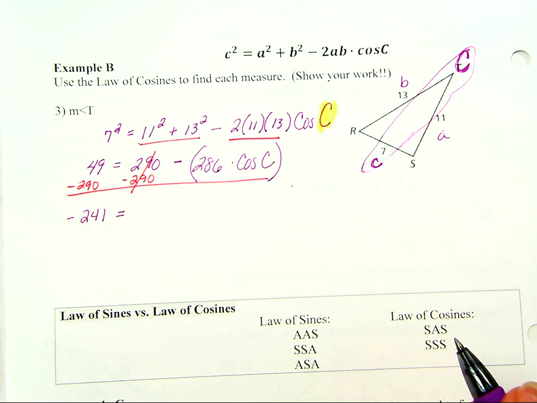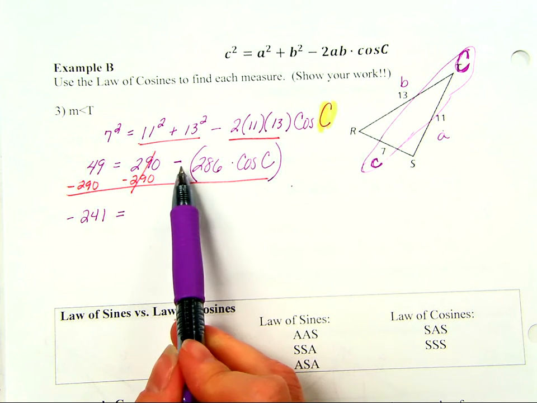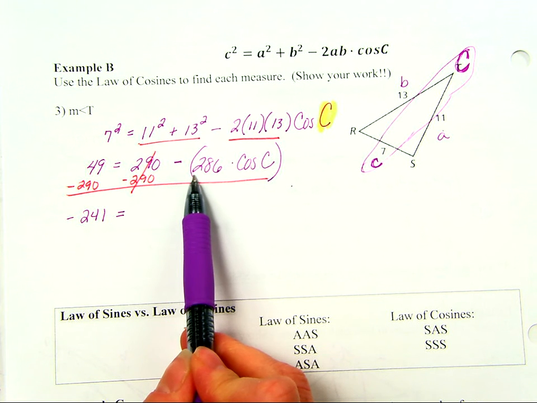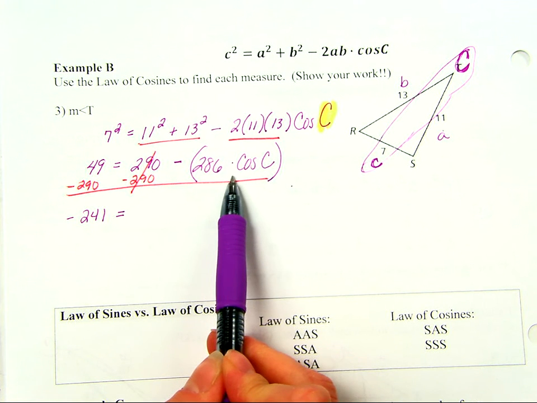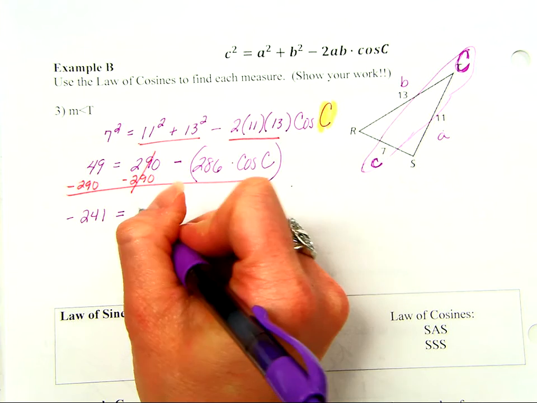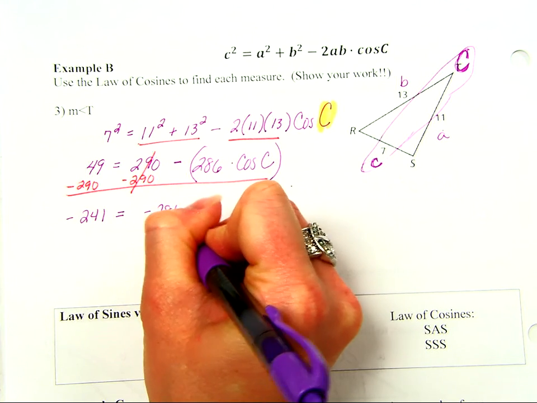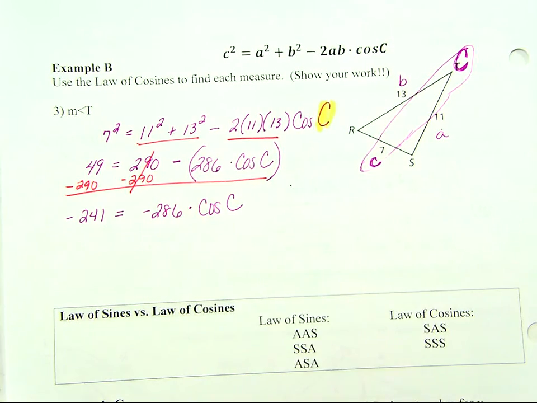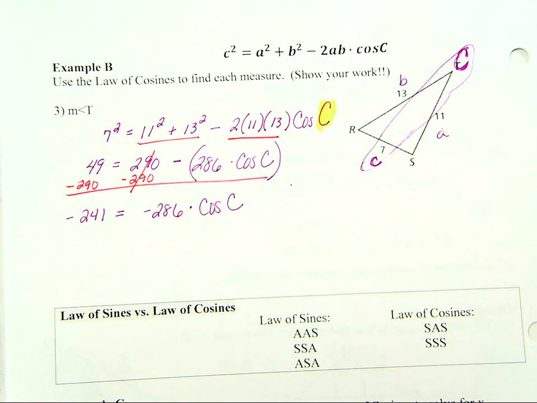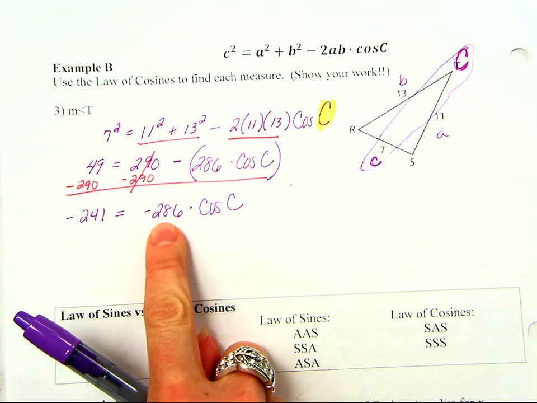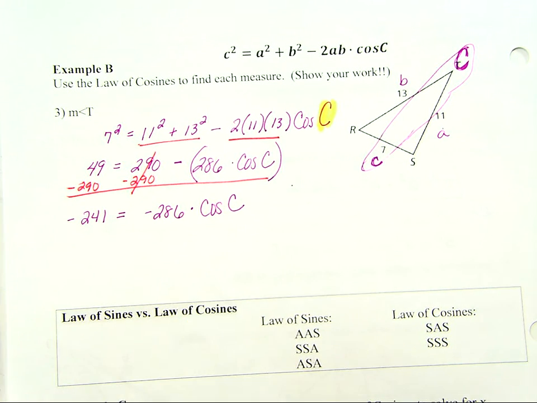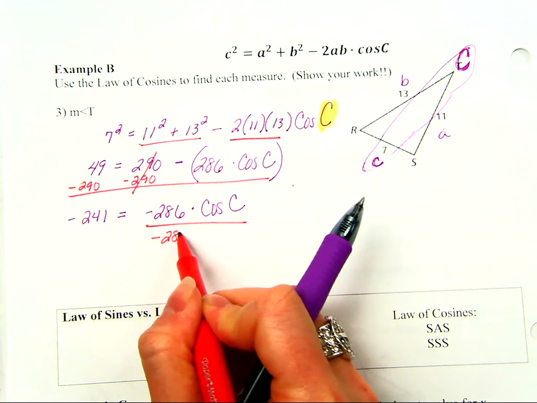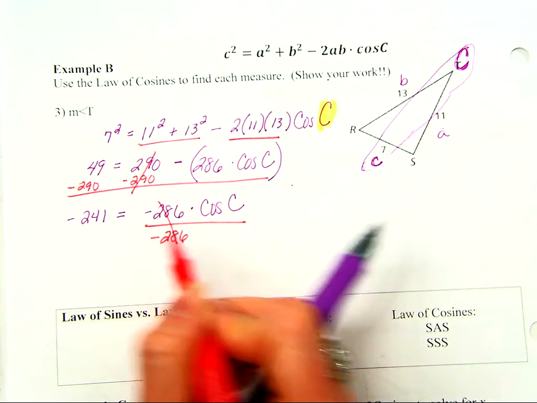On my right-hand side of my equation, the kind of trick here is this negative sign is still here. This is negative times 286 times cosine of C. And so I can't forget that. I can really kind of treat it like this. What do you think I'm going to do? If this negative 286 is multiplied by the cosine of C, and we're solving for C, we're actually going to divide by negative 286.